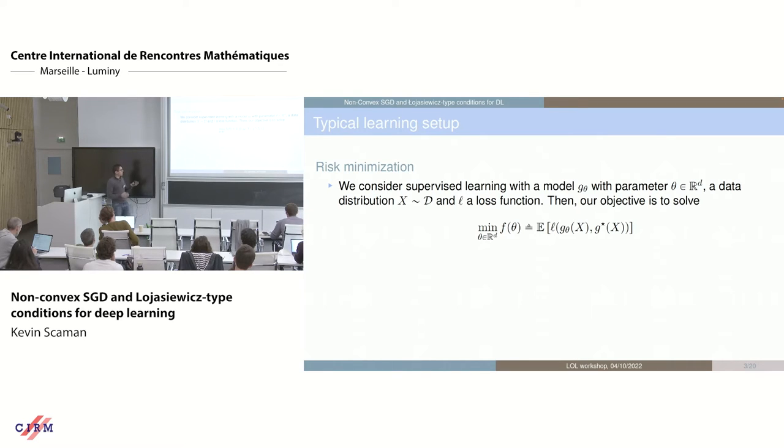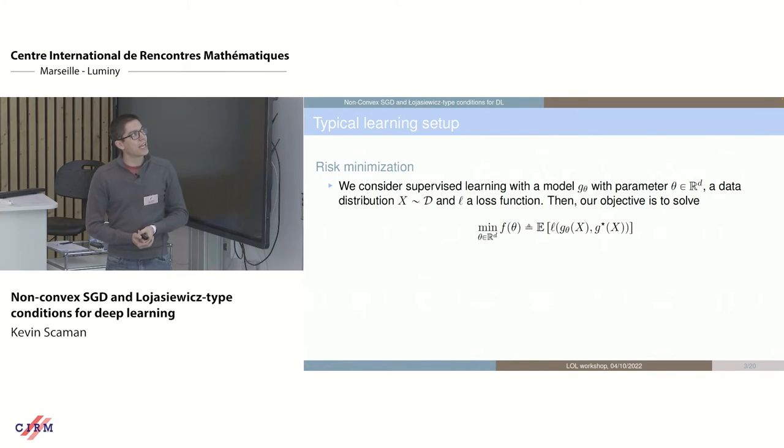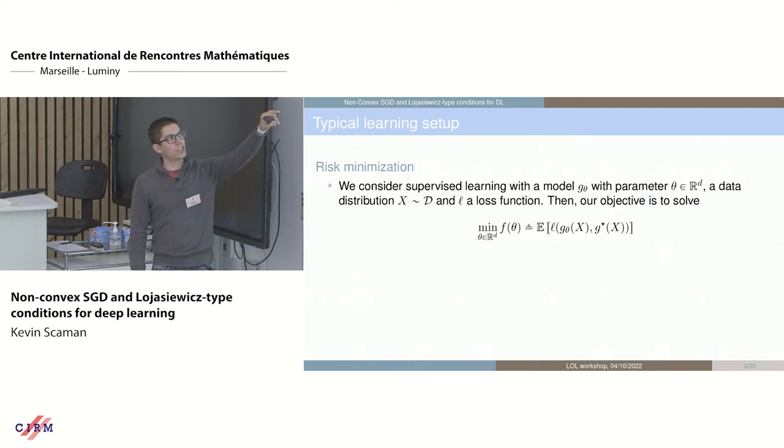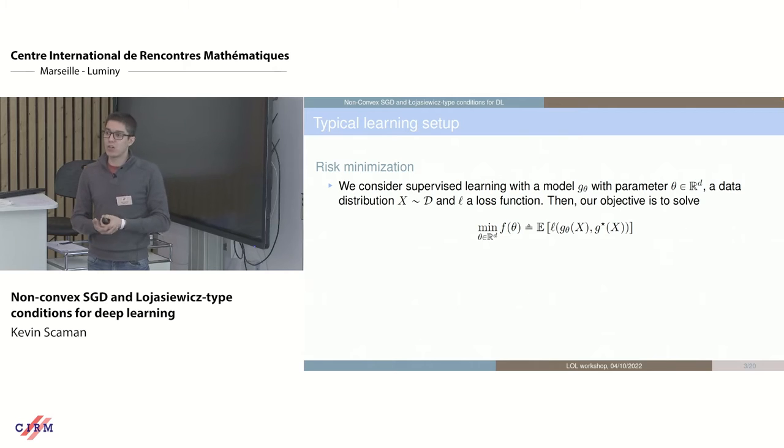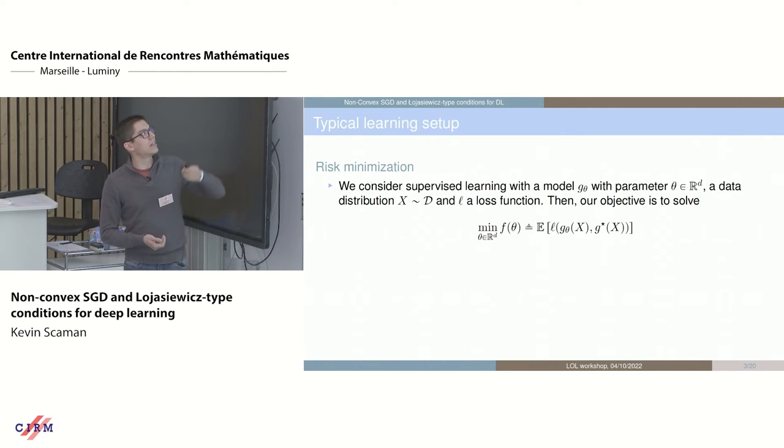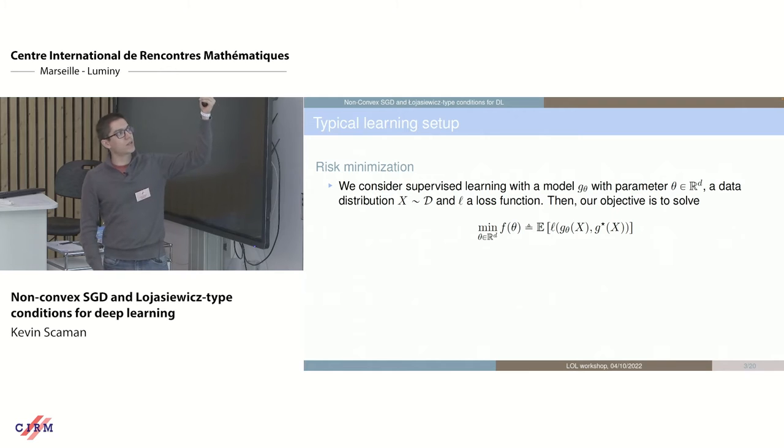Okay, so I will just look at risk minimization. So just to have everyone agree on the notation, I will write the loss function as a little l, the model g theta, for the parameter theta in a d-dimensional vector space. And I will consider that g star is the objective function that we are trying to learn. Okay, so your data here, instead of being x, y, is going to be x, g star of x.